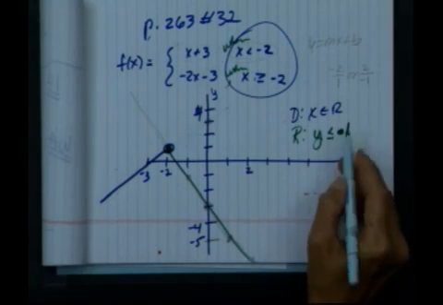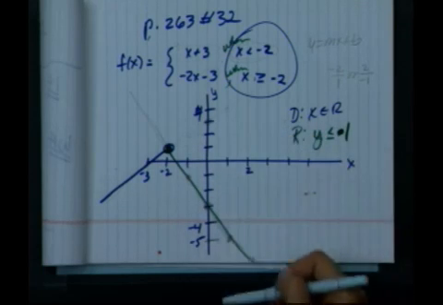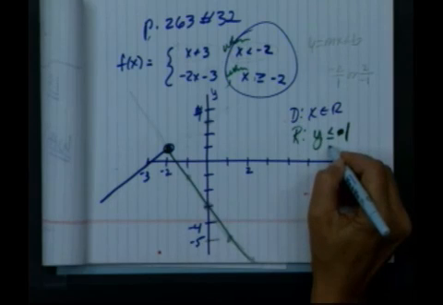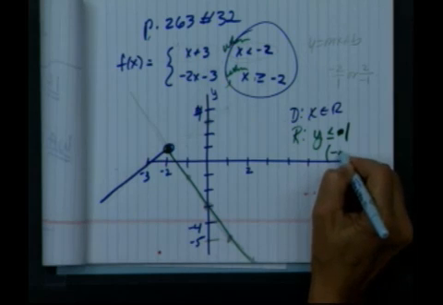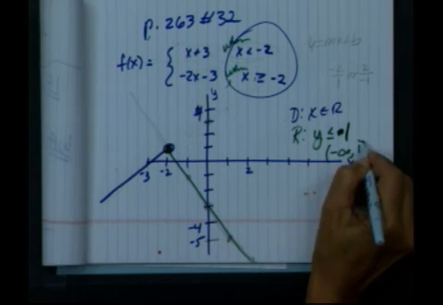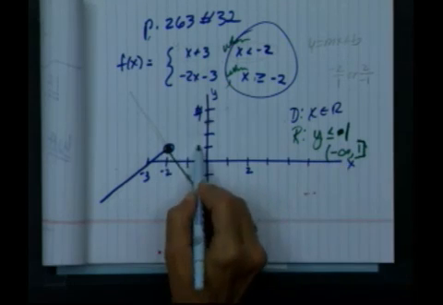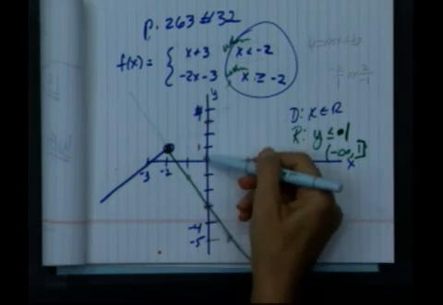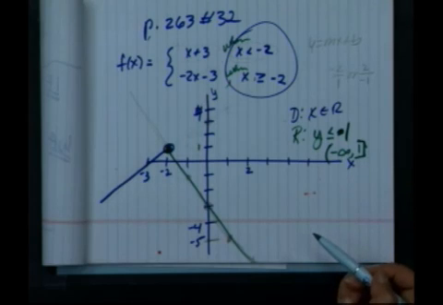How do you put that in interval notation? One's the biggest number, it's going down. From negative infinity up to 1. And there's a square bracket on 1 because 1 is included there. Interval notation is always small to large.